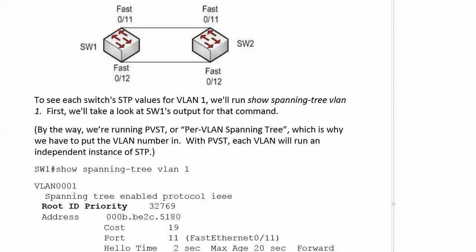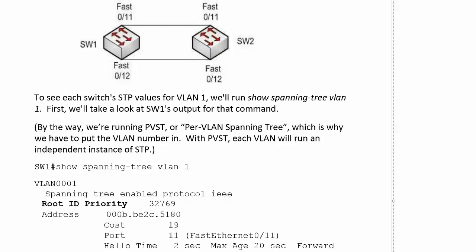To see a switch's values for a particular VLAN, you run show spanning tree VLAN followed by the number, because what we're running here is per VLAN spanning tree, PVST. And then there was a PVST plus, but people dropped the plus, and now we just call it all PVST. That's why we have to put the VLAN number in. With per VLAN spanning tree, each VLAN runs an independent instance of STP.